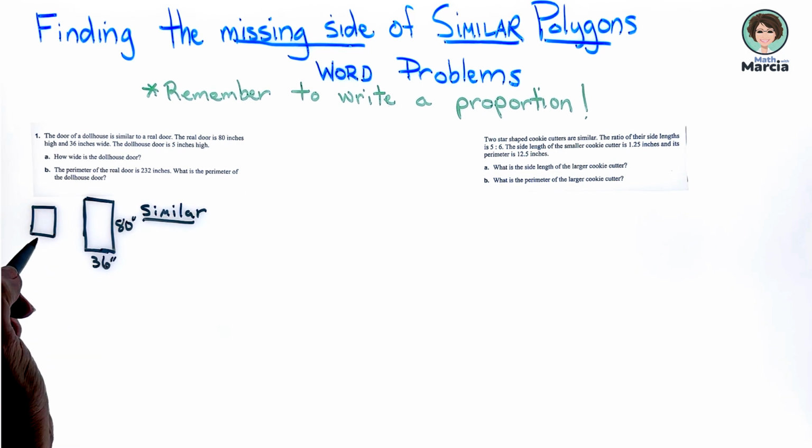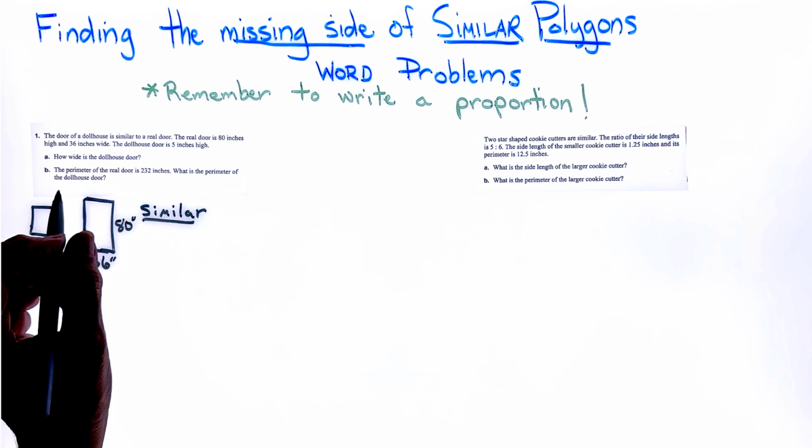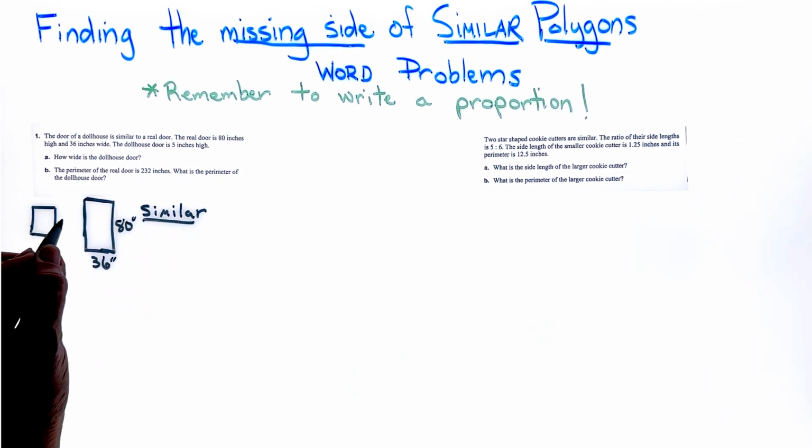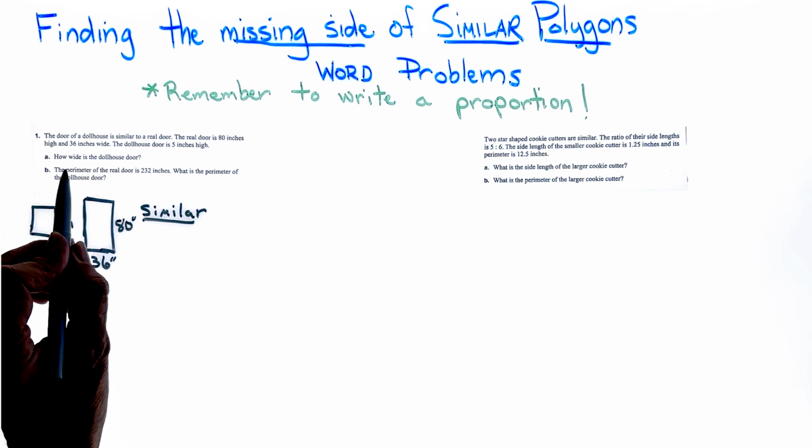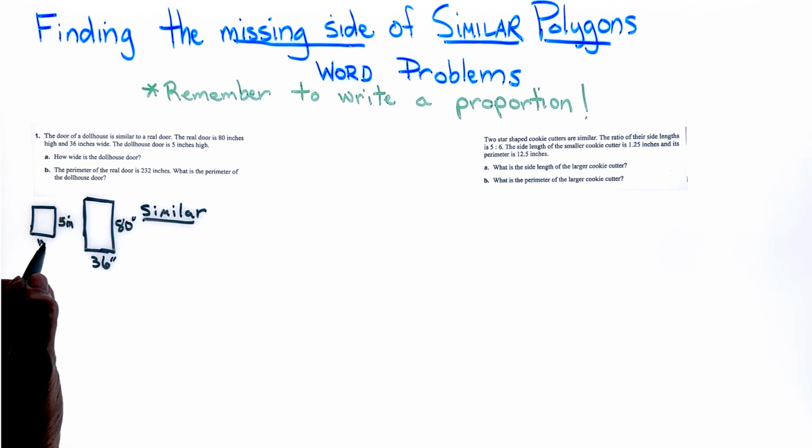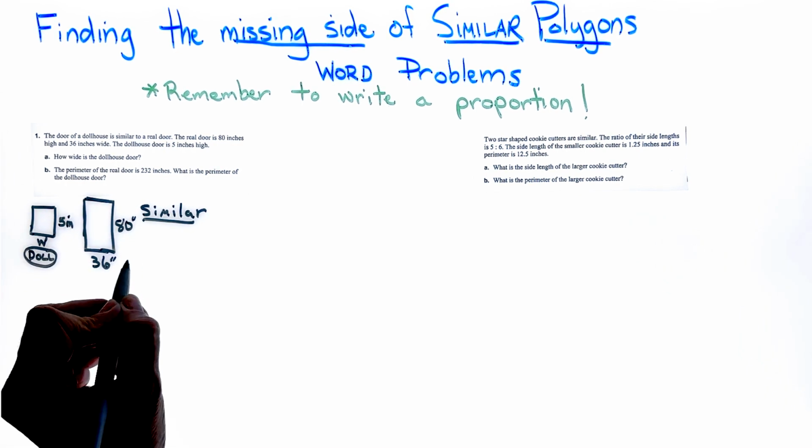The dollhouse door is 5 inches high. And we are looking for the width of the dollhouse. So here's our dollhouse information. And this is the real door.